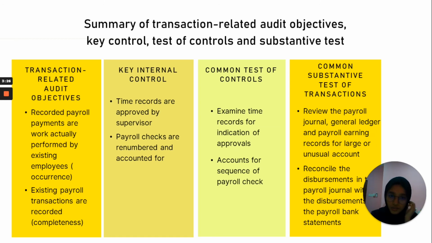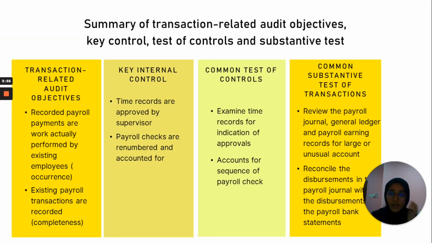or unusual amounts. And the second one is that existing payroll transactions are recorded, completeness. The payroll checks are pre-numbered and accounted for. The common test of control is to account for the sequence of payroll checks, and the common substantive test of transactions is to reconcile the disbursements in the payroll journal with the disbursements in the payroll bank statement.